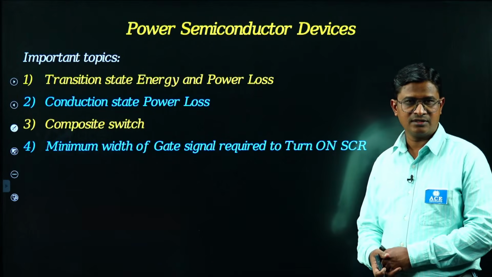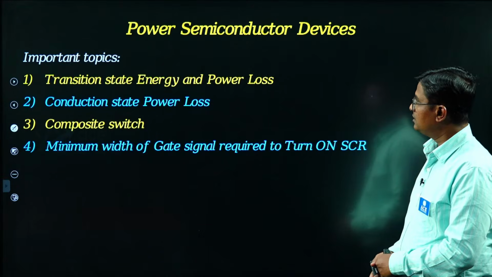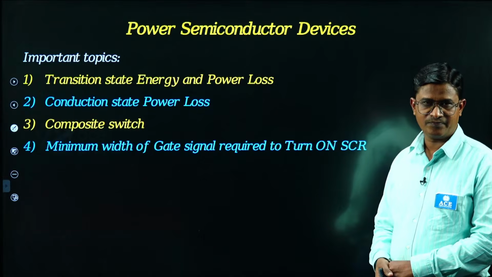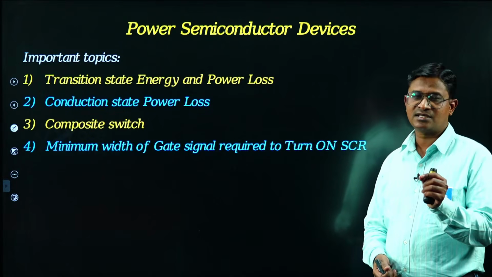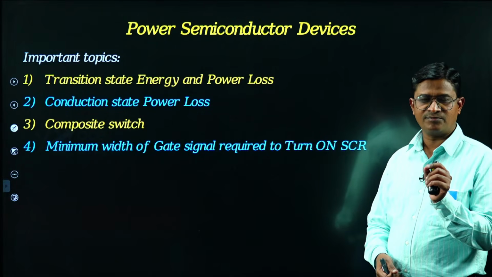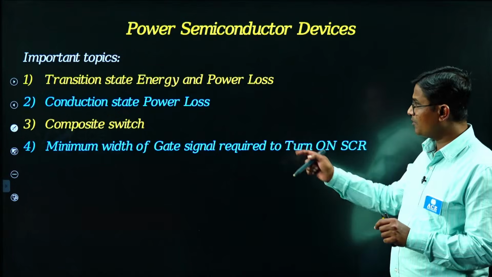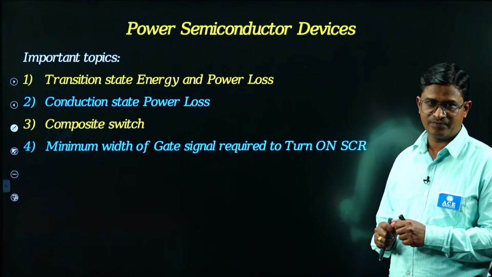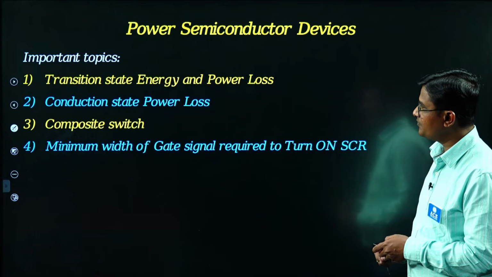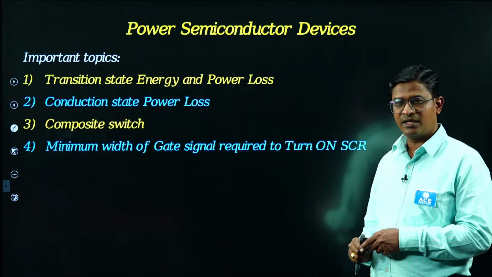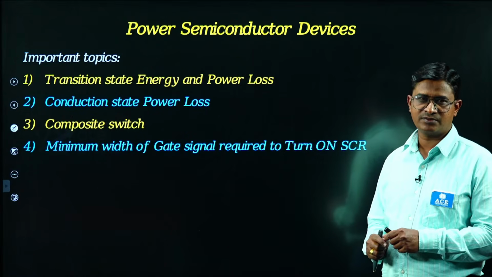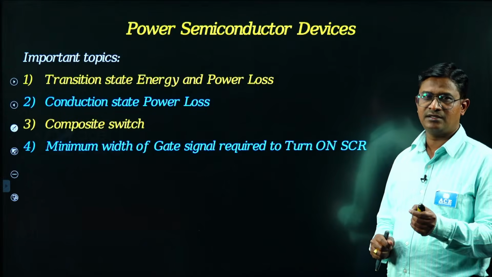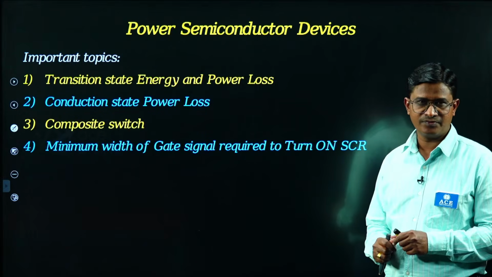So in power electronics, the first chapter is power semiconductor devices. As long as the GATE examination is considered, from chapter number 1, these are the important topics. Repeatedly they have asked questions on these topics. The first topic is transition state energy and power loss in a practical switch, that is ESW and PSW.